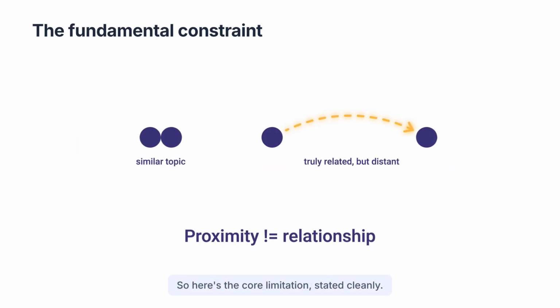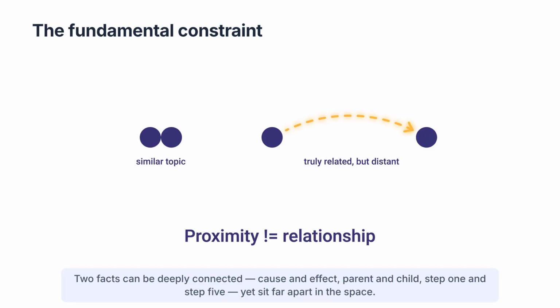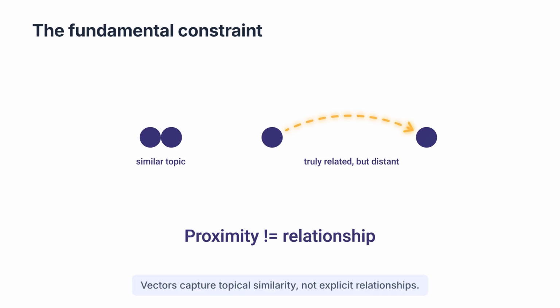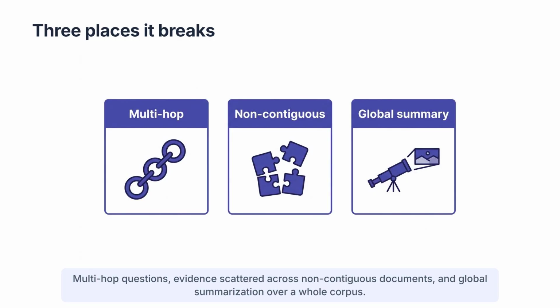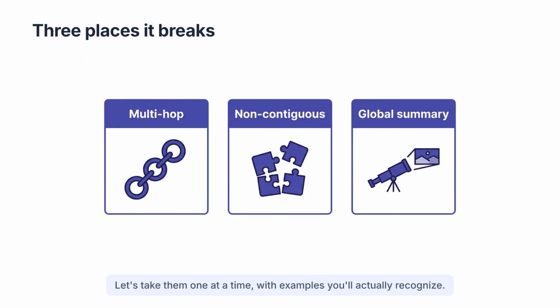So here's the core limitation stated cleanly. A dense embedding represents a chunk as an isolated point. Two facts can be deeply connected, cause and effect, parent and child, step 1 and step 5, yet sit far apart in the space. Vectors capture topical similarity, not explicit relationships. From that one constraint, 3 classic failure modes fall out, and they're the spine of this entire module. Multi-hop questions, evidence scattered across non-contiguous documents, and global summarization over a whole corpus. Let's take them one at a time with examples you'll actually recognize.